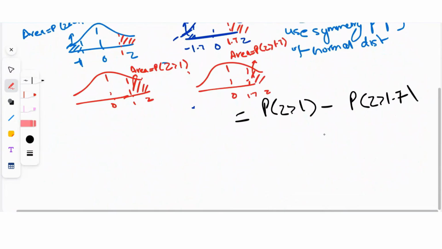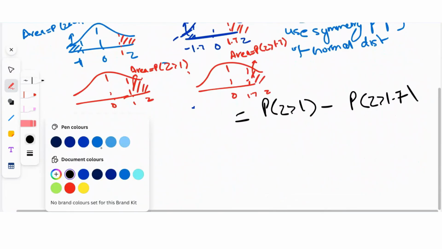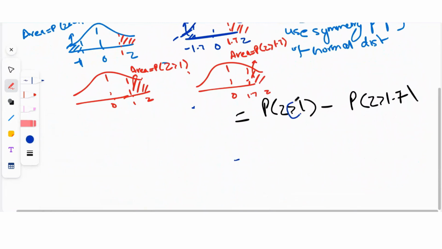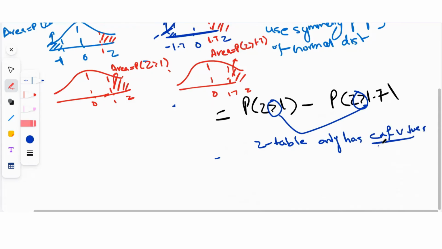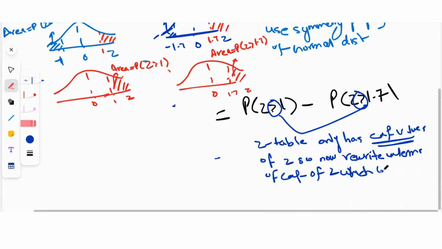Right, so now we have it in terms of positive values of z. But we know the z table that we're using only has CDF values, right? So this is not in terms of CDF. Once you only have positive values of z, here we have plus 1 and plus 1.7 rather than minus 1 and minus 1.7, we need to make sure it's in terms of CDF of z. Now the z table only has CDF values of z. So now we write it in terms of CDF of z, for which we use the complement, in terms of CDF of z, which can be read from the z table then.